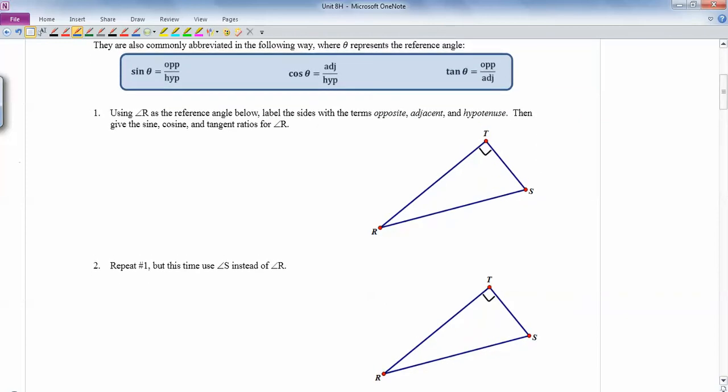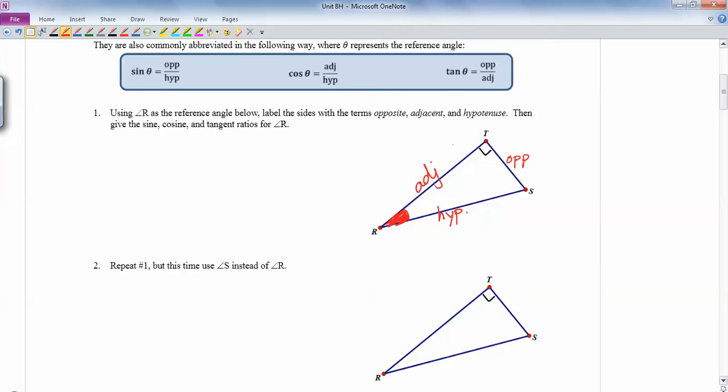In number one, it says use R as your reference angle. So there's R, my reference angle right here. What we can do then is label our sides based on that angle. The opposite side is always the one furthest away. And then there are two adjacent sides, there's this one and this one. But the one opposite the right angle we're going to call the hypotenuse instead. And then this side, the other side connected to the angle, is called the adjacent side.